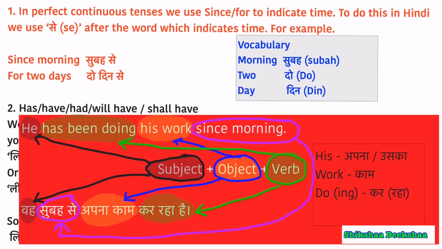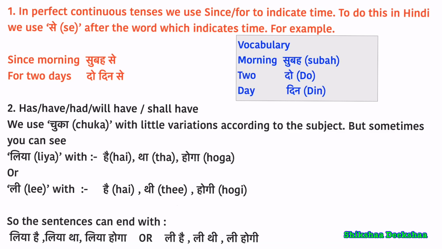कर रहा है. Now if we change this has to had, then our helping verb in Hindi will change from है to था. वह सुबह से अपना काम कर रहा था. And if the sentence would be he will have been doing, then in Hindi the helping verb will become कर रहा होगा.